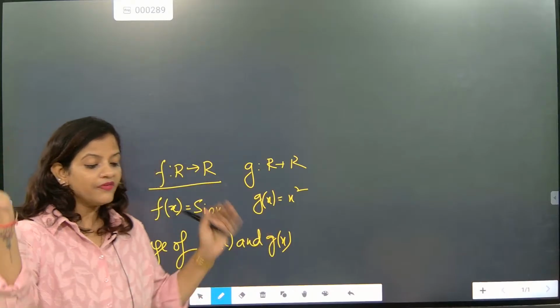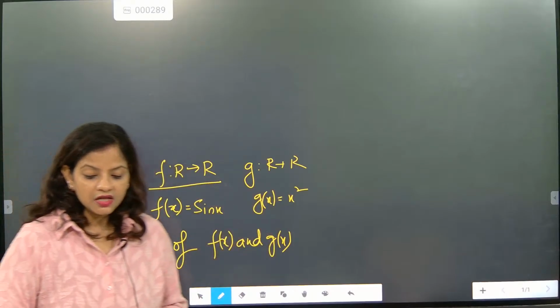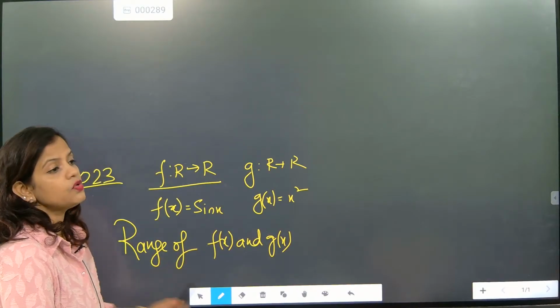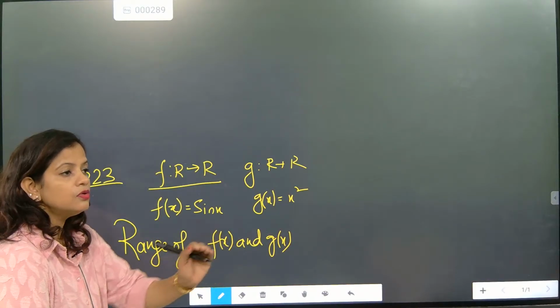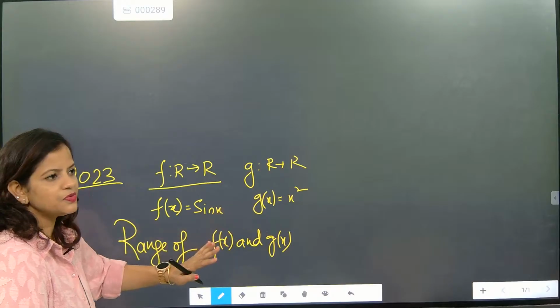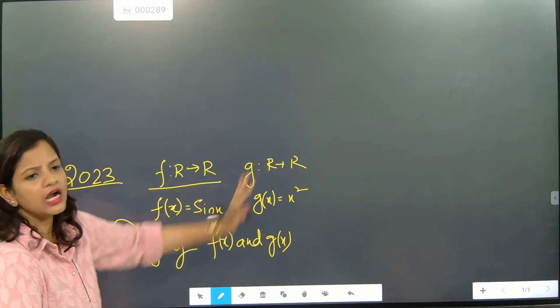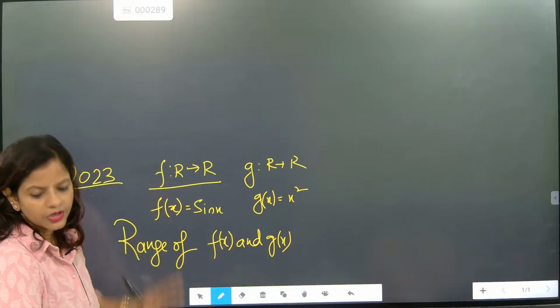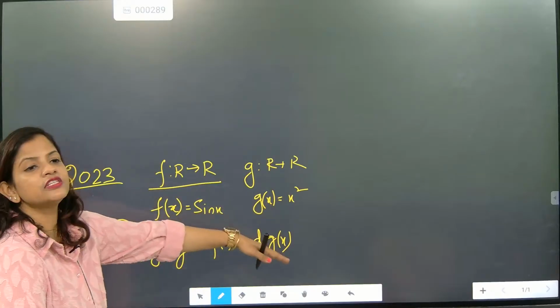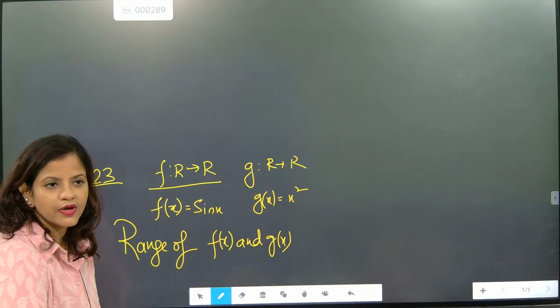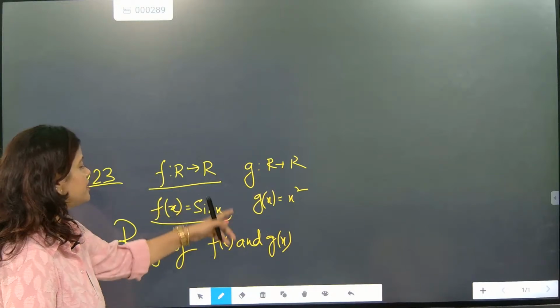When you are writing a board examination, they are going to ask only one question like this. Are you knowing this part? So a simple question has been asked now. f from R to R, g from R to R, f of x is equal to sine x, and g of x is equal to x square. Now look here, f of x is equal to sine x.